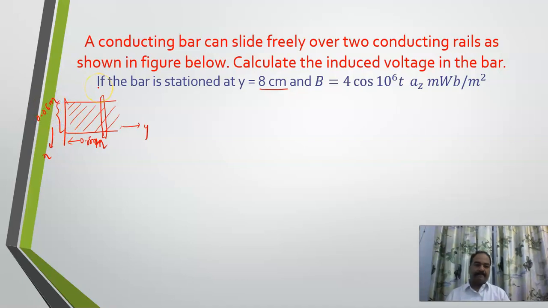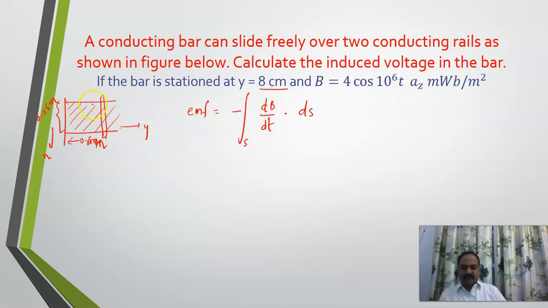I'll take it as 0.06 meters. Okay. So in this case, the EMF equation is given by EMF is equal to minus d/dt of the integral of B dot dS, and it is to be integrated over the entire surface which you need to consider.